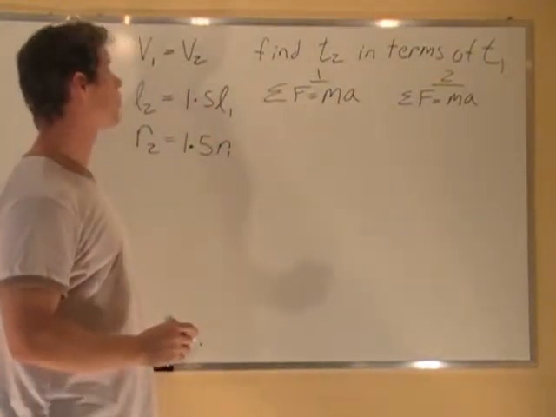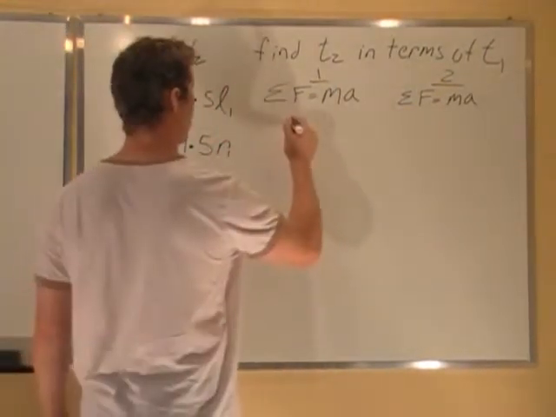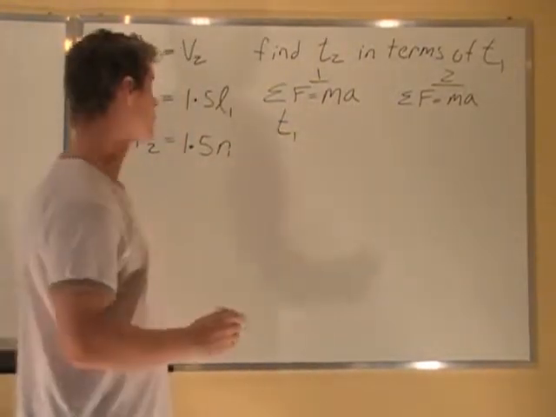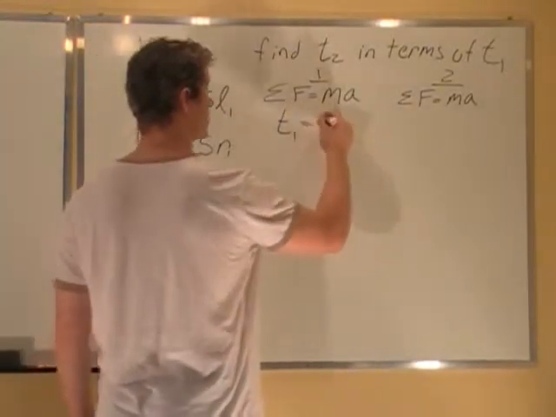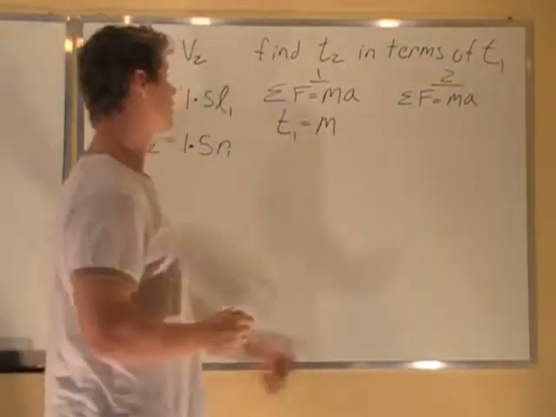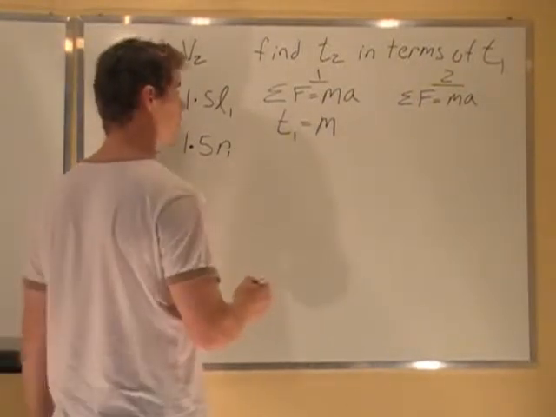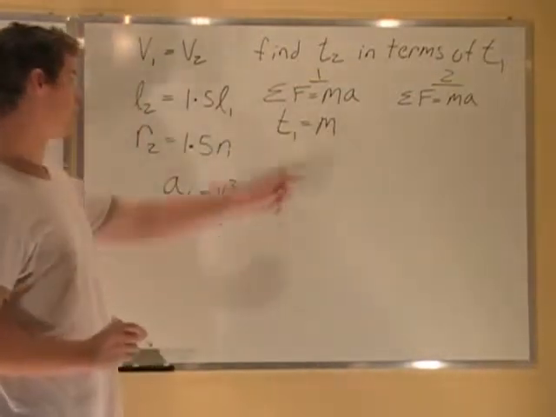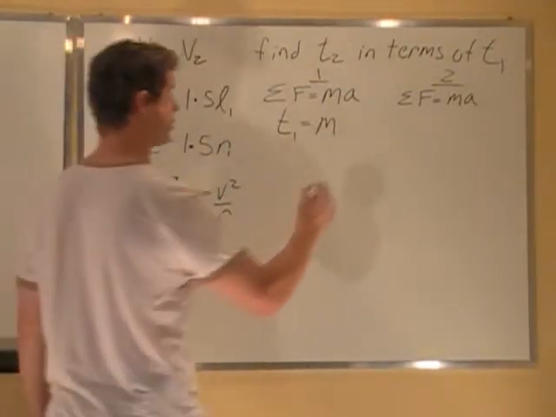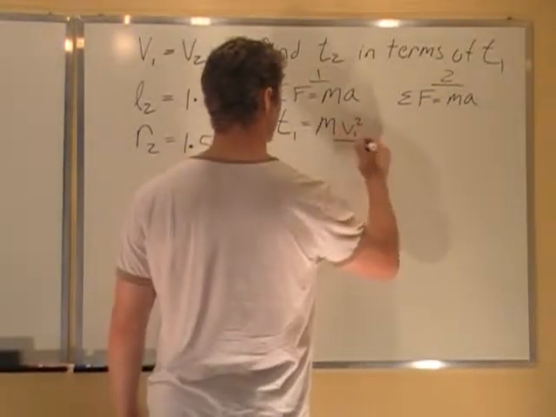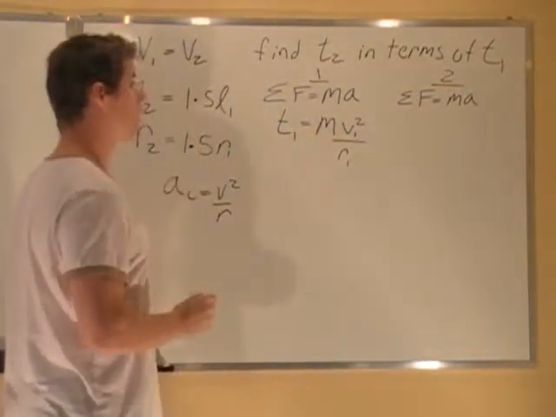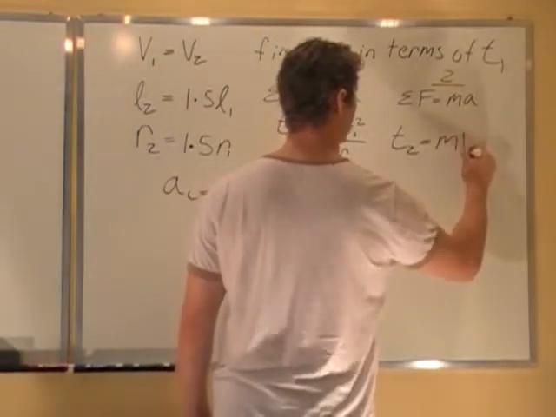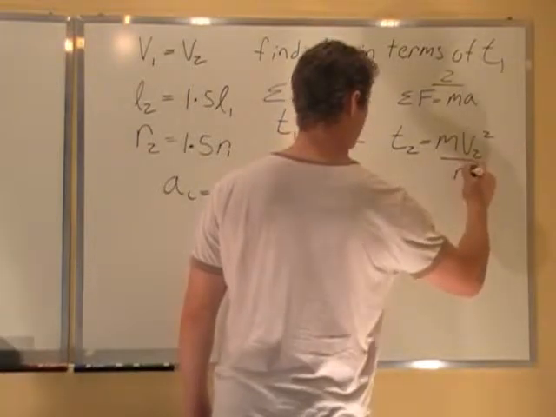Okay, let's start off. Sum of the forces, first string. All we have for forces is one tension. That's all we have for a force. One tension, and that's equal to the mass of the yo-yo times its acceleration. And that's just centripetal acceleration. We know centripetal acceleration is v squared over r. So we just plug v squared over r in for the acceleration: T1 equals m v1 squared over r1. Okay, let's do the same thing for the second one. Second tension is T2 equals m v2 squared over r2.